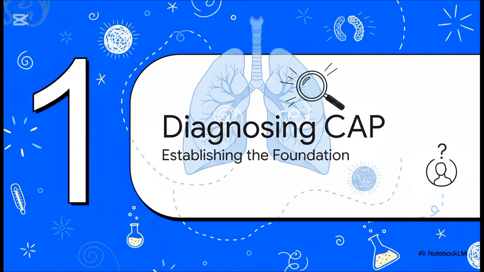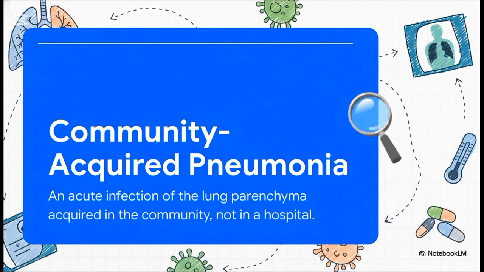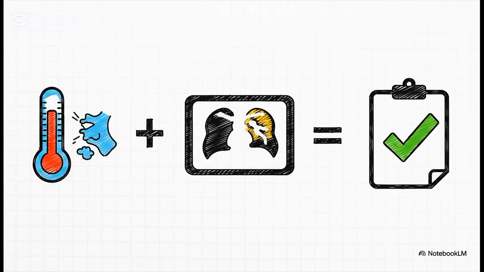Okay, first things first. Before we even think about writing a prescription, we have to be absolutely sure we're dealing with community-acquired pneumonia, or CAP. Let's build that solid foundation for our diagnosis. You know, the key is right in the name: community-acquired. This isn't some bug they picked up in a hospital or a nursing home. We're talking about someone who was just living their life out in the community and then developed this acute infection down in their lungs.